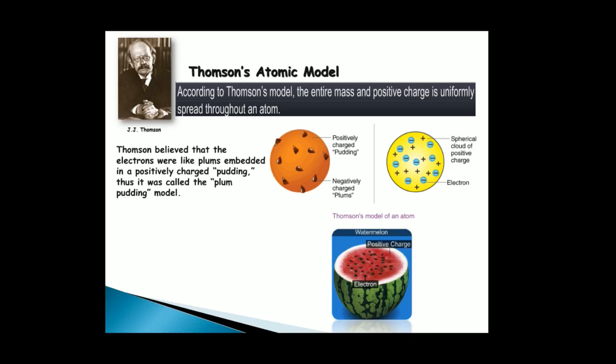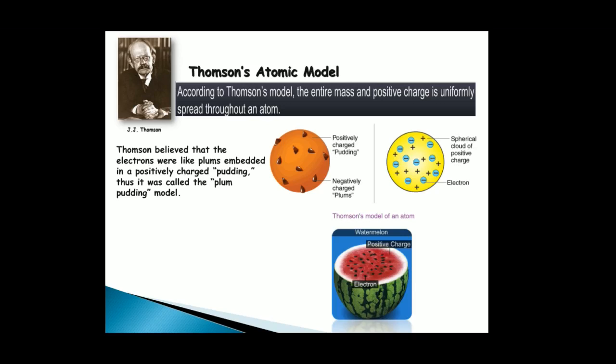The simple idea is that the positive charge of the atom is uniformly distributed throughout the volume of the atom, and the negatively charged electrons are embedded in it like seeds in a watermelon. This model is also called the plum pudding model. Thomson believed the electrons are like plums, the fruits like dried grapes, embedded in a positively charged pudding. That's why it is also called the plum pudding model.